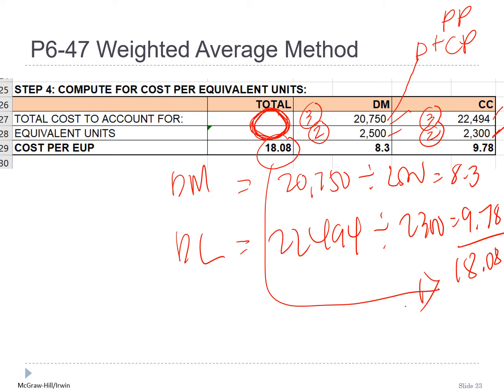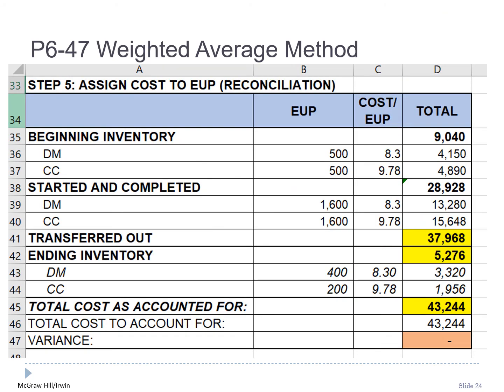Next is the reconciliation and assignment of costs to each EUP. So, this is the last part. First, we have the beginning inventory. Ang EUP niya dun sa step 2. Step 2 to. This is step 4. Ayan. Step 2 and step 4.